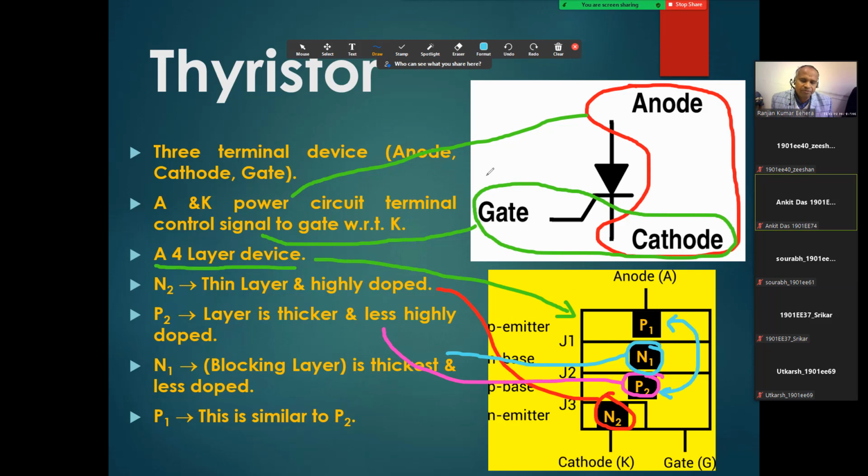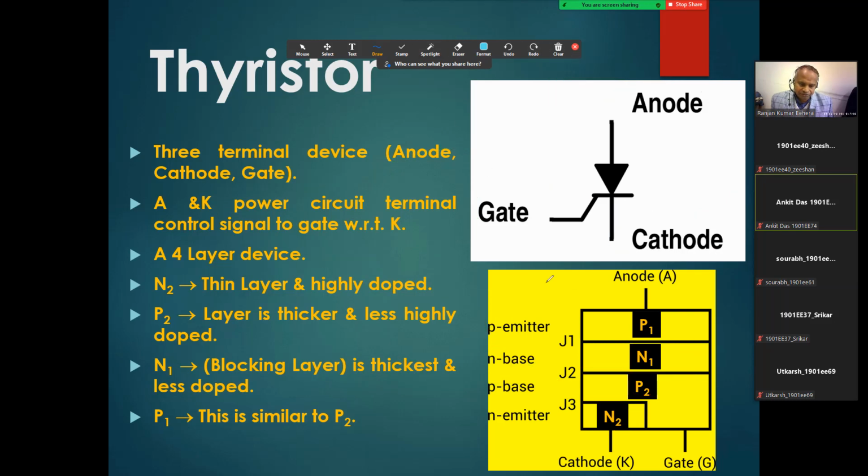So you have three junctions. This is the J1 junction, J2 and J3 junction. So you have three junctions and a four layer device.